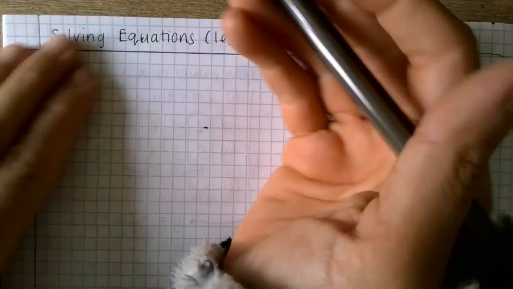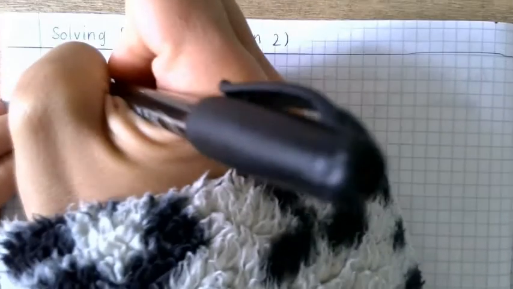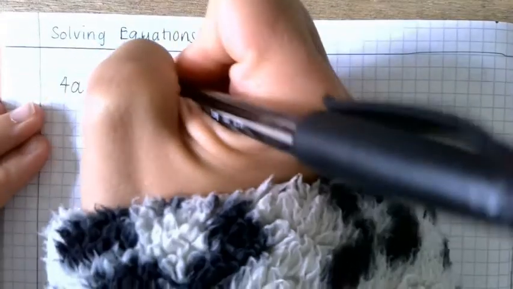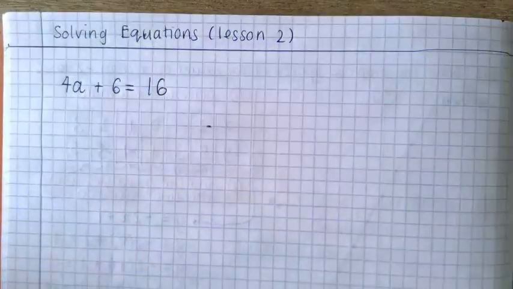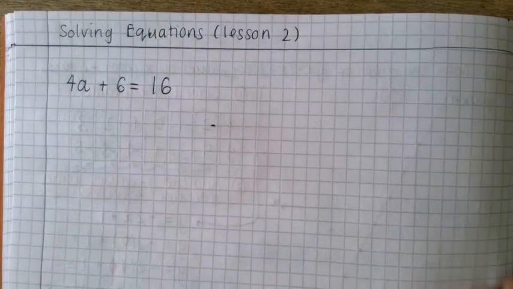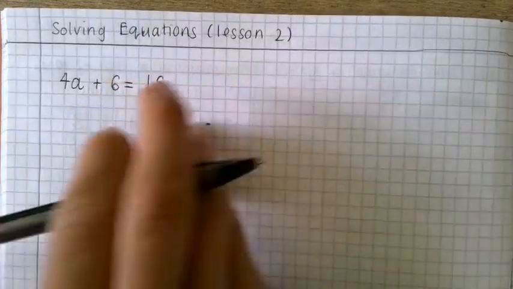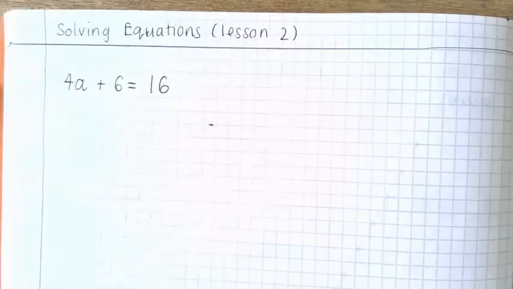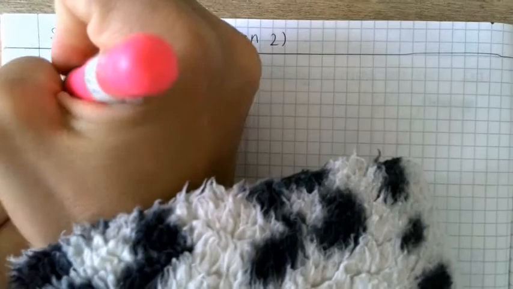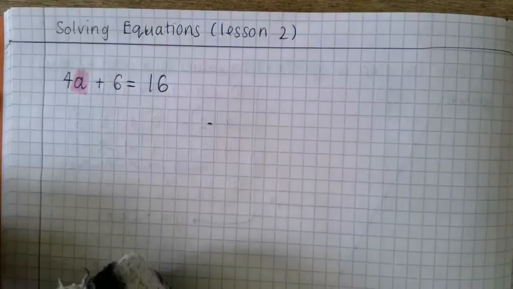The first equation we're going to look at is this one here: 4a + 6 = 16. So it's nice, low numbers and easy to work with. If I look at this equation, my unknown letter is this a, and when I'm solving I want to find what a actually is.